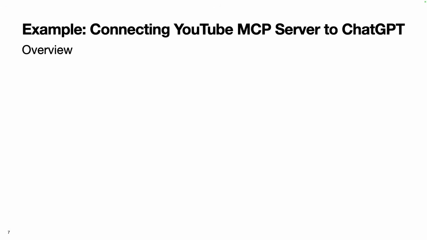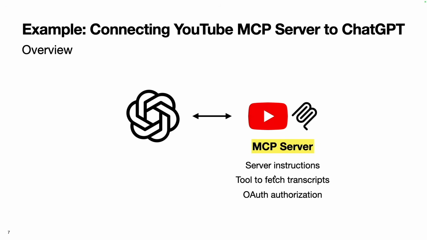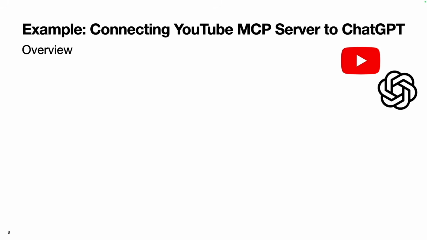Now that we have a basic understanding of MCP and how authorization works with it, let's go through a concrete example of connecting a YouTube MCP server to ChatGPT. So a basic overview of this is we'll have ChatGPT, we'll connect it to our custom MCP server, which will have things like instructions on how to use the server, a tool to fetch YouTube transcripts, and we'll include this OAuth authorization flow. This is going to consist of 4 key steps.